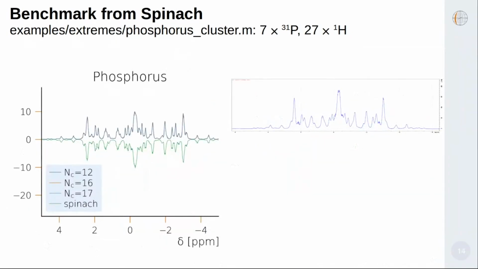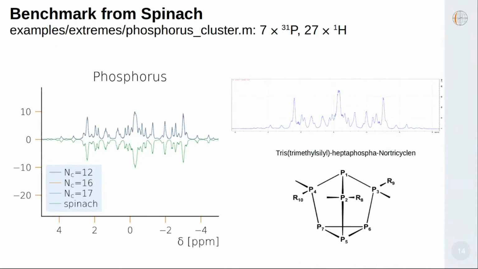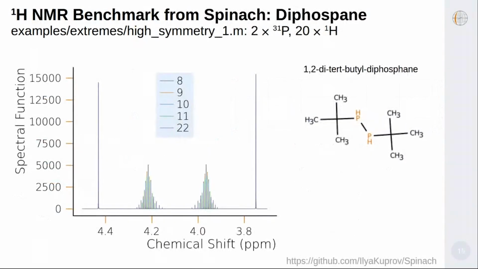And another example, that's a comparison with the experiment on the right side. And this is actually the molecule, but I guess this information is useless. I mean, it's some strange cluster, which only is there because it's complicated for the solver. And the other one is diphosphane.